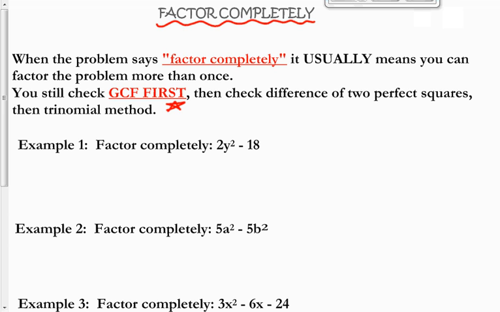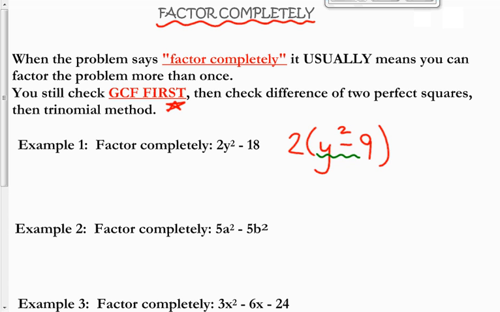Right away I'm seeing a GCF of 2. Hopefully you're noticing that as well. And so you are going to pull the 2 out, and that's going to give you 2 times the quantity y squared minus 9. Now normally we would finish there. There was a GCF, we would stop. But now, again, because it said completely, that's usually going to tell us to go one step further.